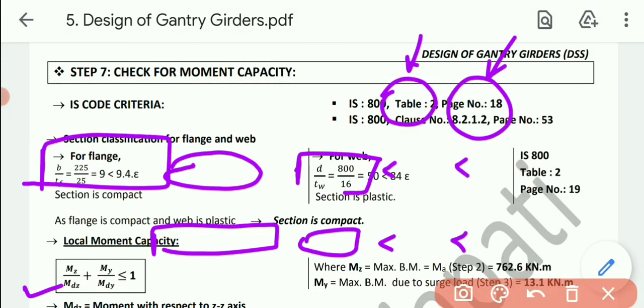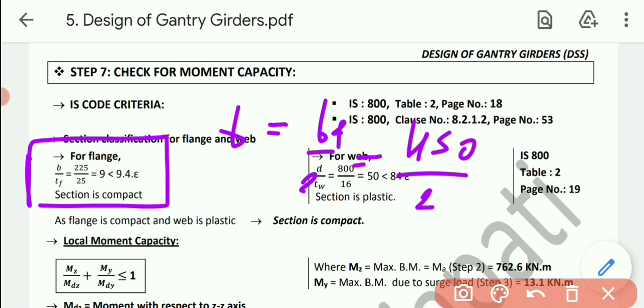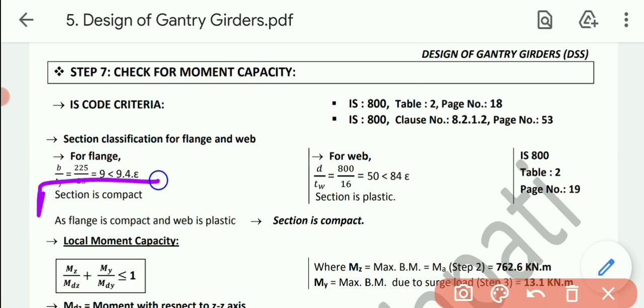First of all, B by TF. B stands for BF by 2. BF is 450 by 2, so our answer will be 225. So B is 225 and TF is 25. The answer is 9, which is less than 9.4. It is in the range of 8.4 to 9.4, so it is a compact section. Our flange is compact.